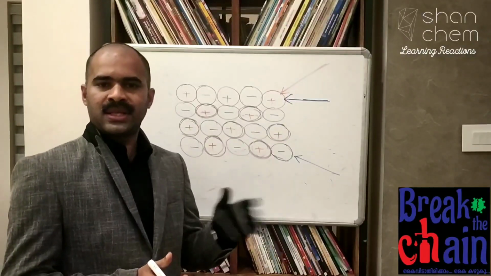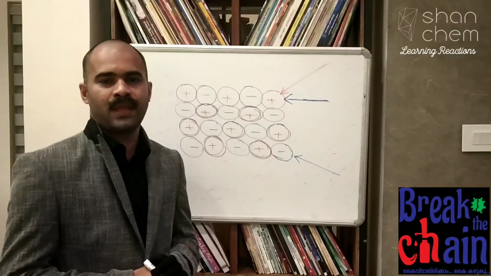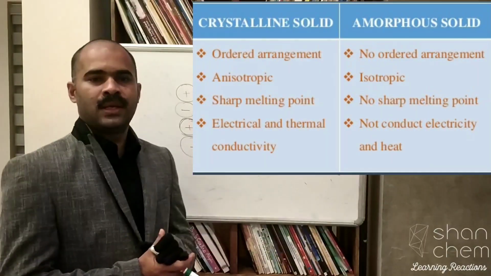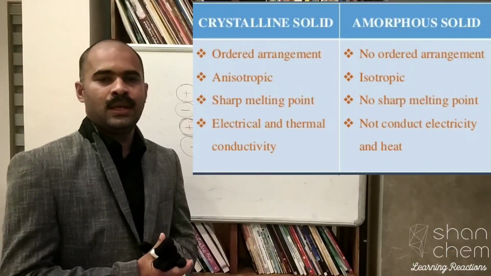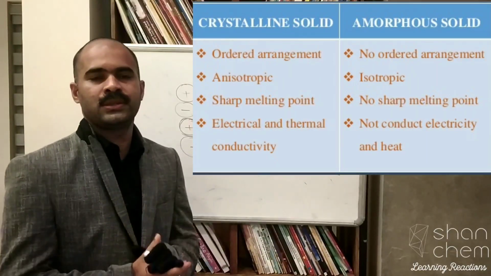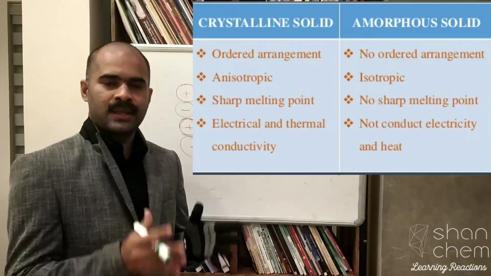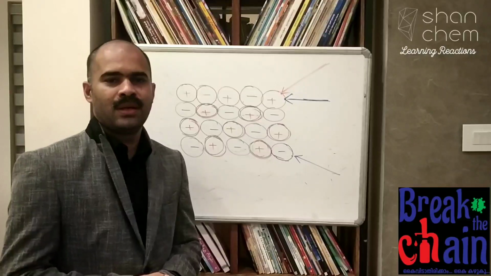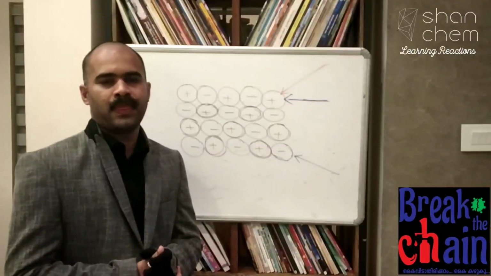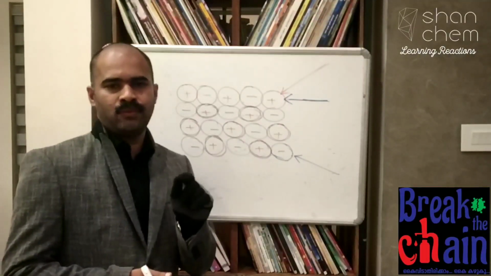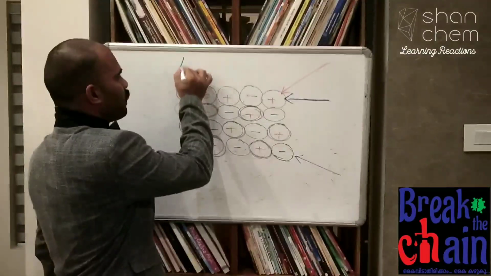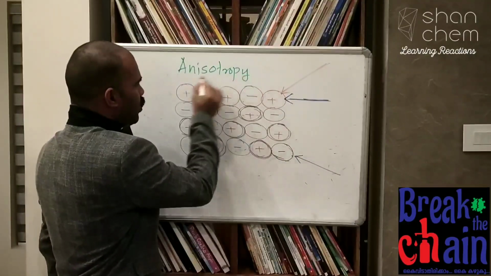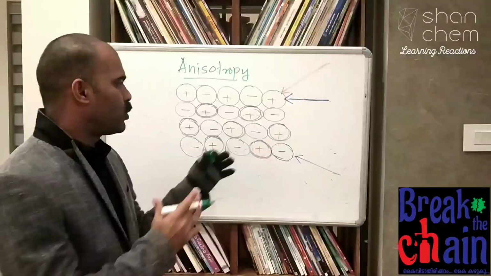In that slide, you can see that crystalline solids have a regular arrangement of particles, they are anisotropic, they have a sharp melting point, and crystalline solids are also conductors of electricity and heat. There is nothing to worry about, but there is one thing, that is anisotropic. What is anisotropic? I am going to discuss what is anisotropic.